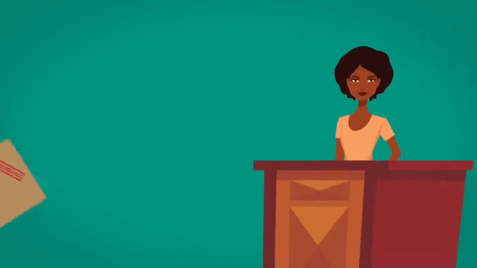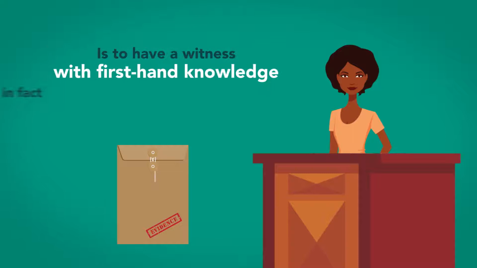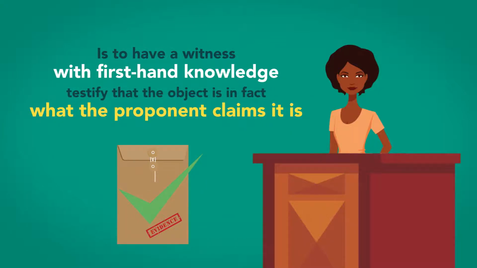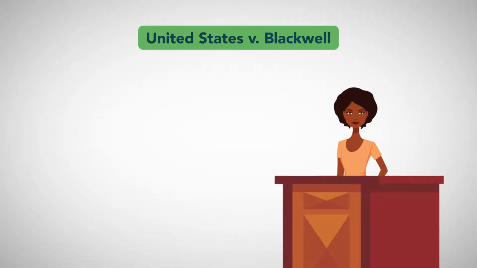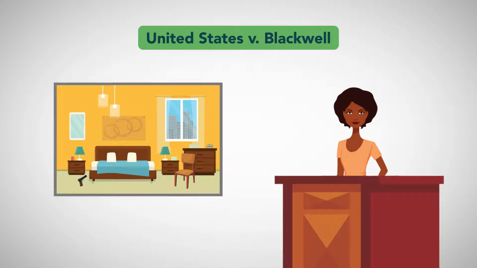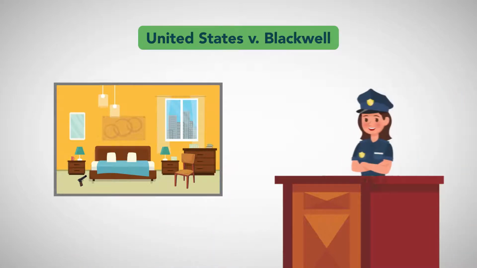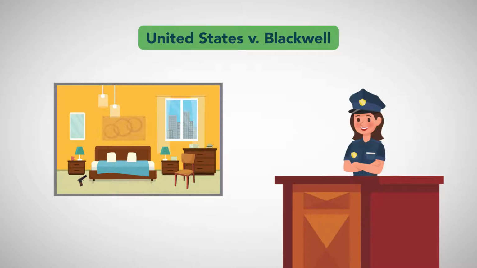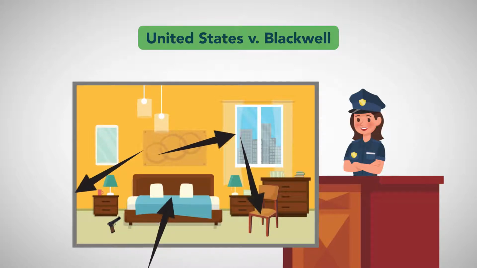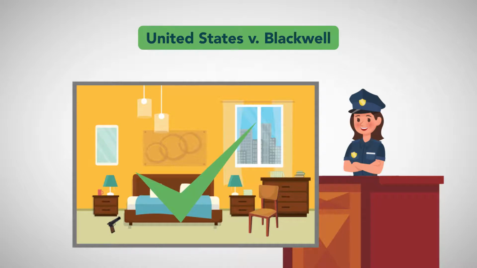The first method for authenticating a piece of evidence is to have a witness with first-hand knowledge testify that the object is in fact what the proponent claims it is. For example, in United States v. Blackwell, the prosecution sought to authenticate a photograph of a hotel room where the police found the defendant's gun. To do so, the prosecution called the detective who searched the room as a witness. She demonstrated her first-hand knowledge of the room layout by discussing the room's layout, the position of a chair, the placement of the air conditioning and bedding and curtains, all of which matched up with the photograph introduced. This was sufficient basis to authenticate the picture.